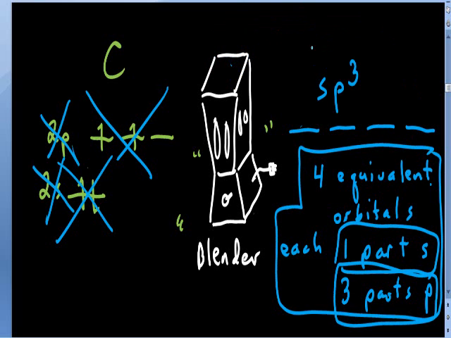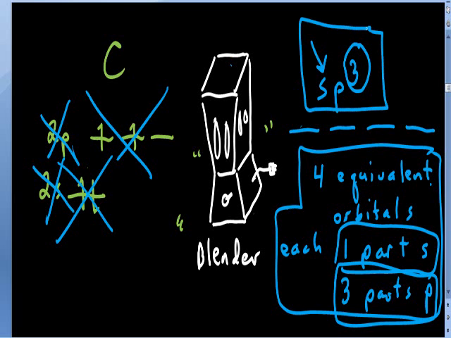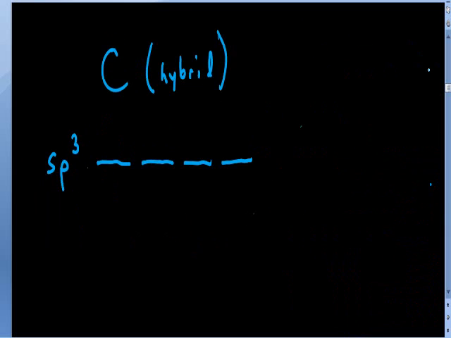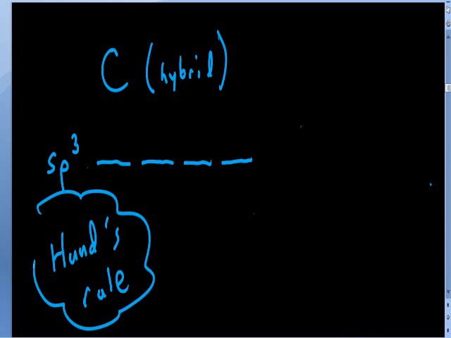The sp3 designation tells us that the hybrid orbital is 1 part s and made of 3 parts p, and it creates 4 equivalent orbitals that are all the same, a blending, if you will, of the s and p orbitals to make these new hybrid orbitals used in the making of a molecule. So our carbon atom with its hybrid orbitals has 4 equivalent sp3 orbitals. As we place our 4 valence electrons in, we need to follow Hund's rule, placing electrons singly in each orbital.